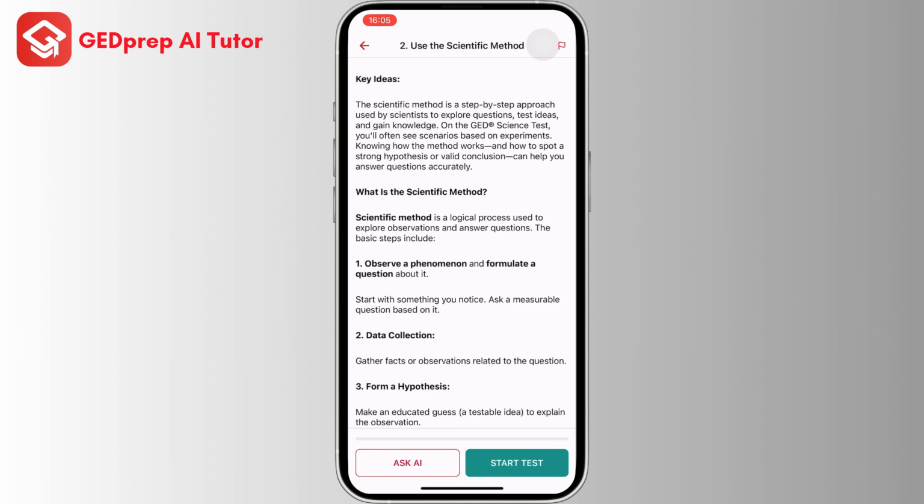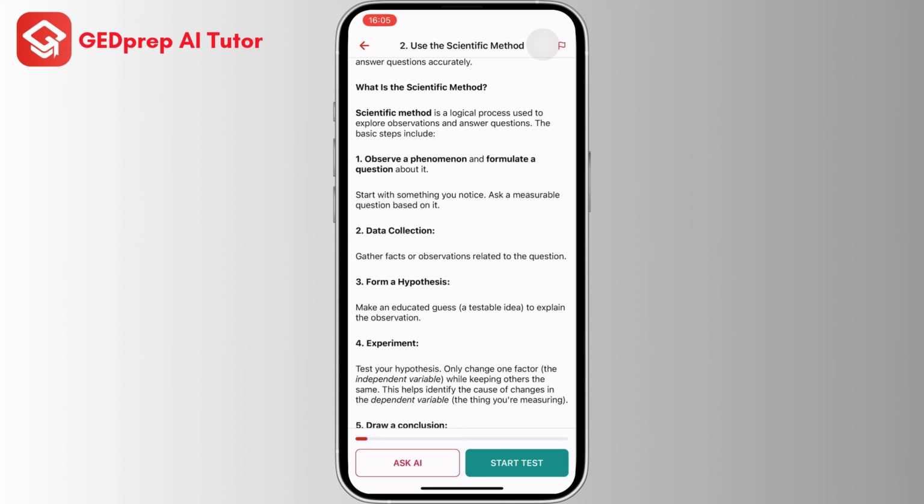The scientific method is the standard way scientists explore observations and answer questions. It includes several basic steps. Observe and ask a question. Start by noticing something and then ask a measurable question about it. Collect data. Gather information, observations, or facts related to the question. Form a hypothesis. Make an educated guess, a testable explanation that can be supported or disproven.